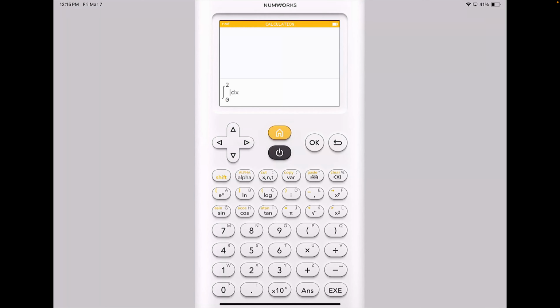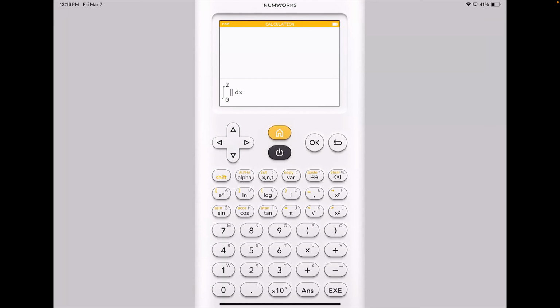Now I'm ready for absolute value, right? So let's go back to the toolbox and let's go absolute value. The toolbox is there. I'm going to hit the back arrow to get back to the original menu. And then now I'm going to go up to absolute value. So now I'm going to plug in my equation.